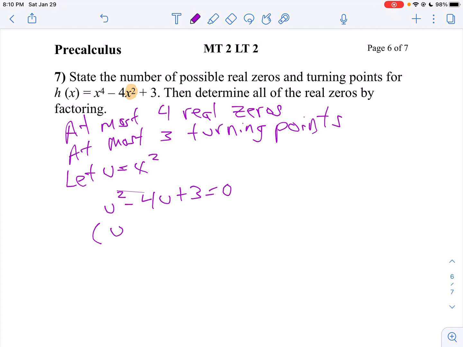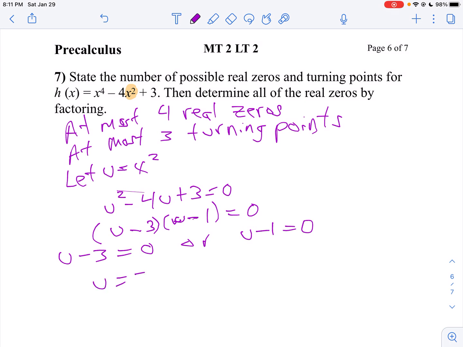So we're going to say u, and let me see, I have to get a negative 4, so u minus 3 and u minus 1 equals 0. It makes it easier to factor, that's for sure. Then I'm going to say u minus 3 equals 0, or u minus 1 equals 0. And so u equals 3, or u equals 1. Now I'm going to go backwards. Remember, the way I set this problem up is I let u equal x squared. So I'm going to go back and replace u with x squared.